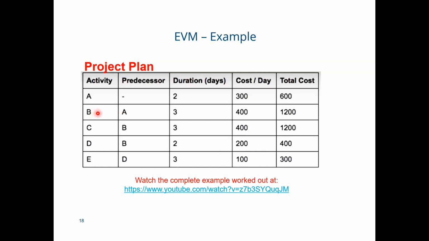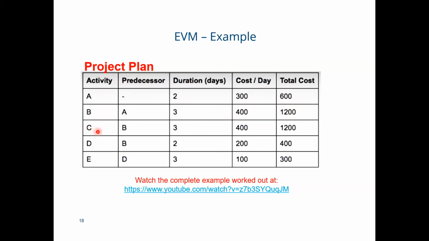Second activity is activity B, and the predecessor means activity B should be started when activity A is completed, right? So activity B needs 3 days. The duration for activity B is 3. Cost per day is 400. 3 multiplied by 400, so the total cost for activity B is 1200.